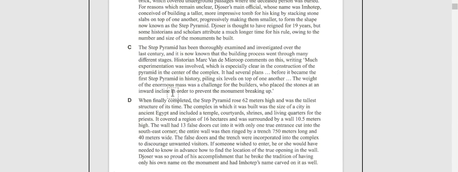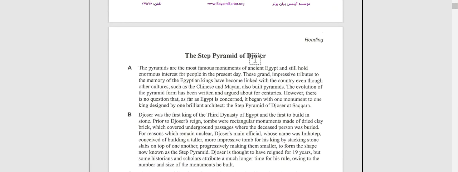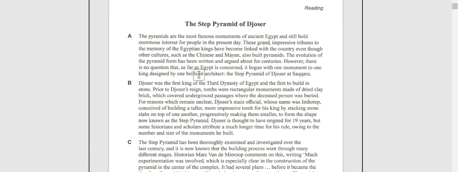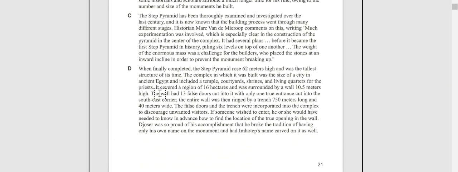Okay. Next, we talked about the step pyramid of Djoser, and we wrote these two paragraphs first, and now we are going to read this third paragraph. Look, in reading, as I always said, we have about 12 types of questions. All the questions are related to the passage, and all the questions are detailed questions.